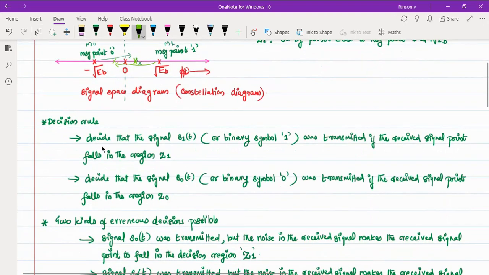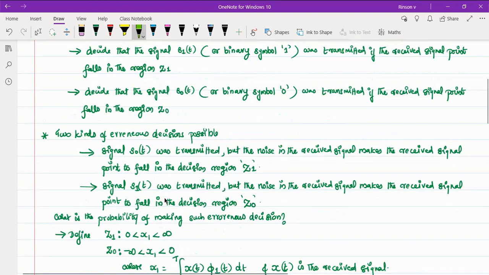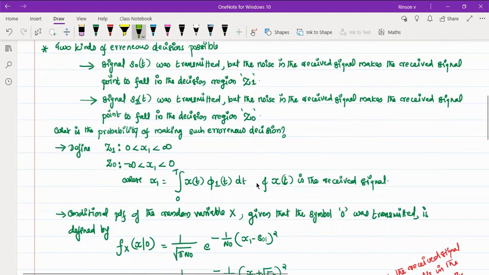So the decision rule was this: decide that signal S1 or binary symbol 1 was transmitted if the received point is in Z1, and symbol 0 if the received point is in Z0. So two kinds of error, as we have discussed. I transmit S0, but the point falls in Z1 and is decoded as symbol 1, and I transmit S1, but the received point is in Z0 and is decoded as 0. Now, what is the probability of making such erroneous decisions? That's what we need to find.